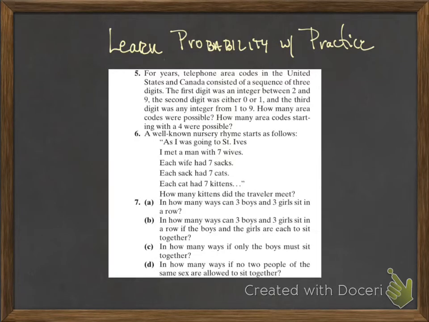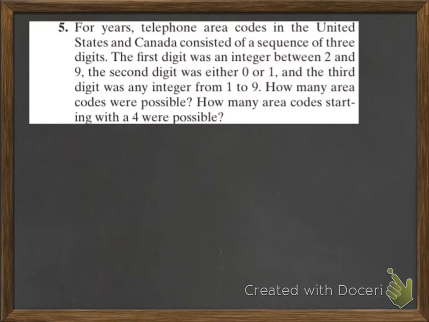All right, let's continue on the problems in Ross and pick up with 5, 6, and 7. So again, I recommend you pause this video, work through these problems, and then check back to see if your solutions match mine. All right, so number 5.